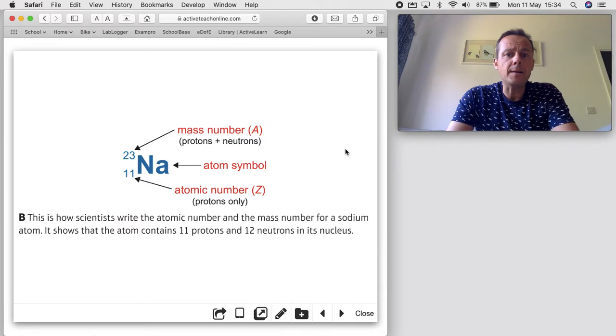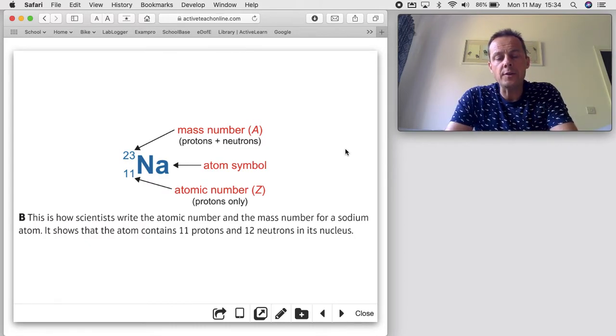Then we have a mass number at the top. The mass number is the largest of the two numbers. Sometimes on different periodic tables, you might see the numbers are written in a different order. So the mass number might be at the top, or sometimes it might be at the bottom. The key thing to remember is the mass number is always the larger number. The bottom number is the atomic number.